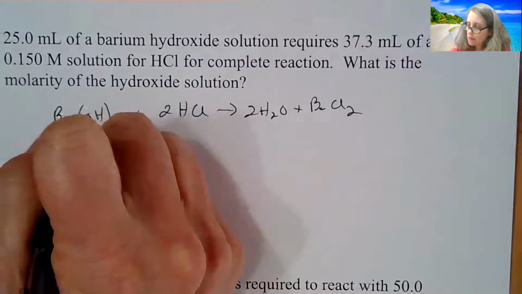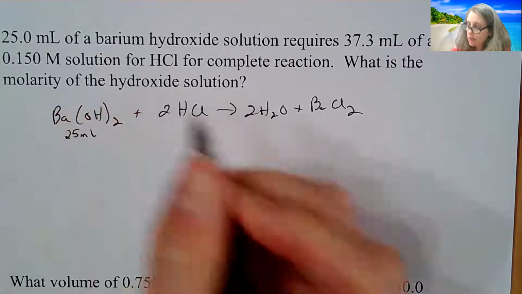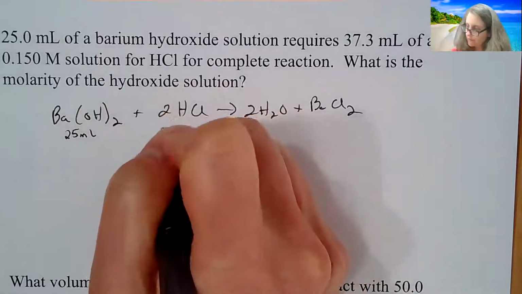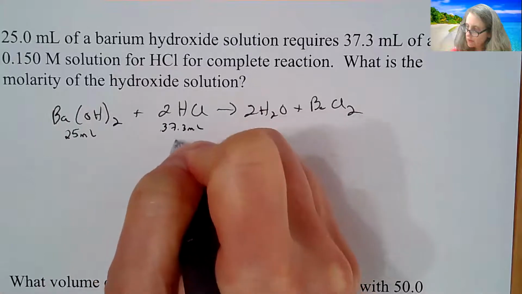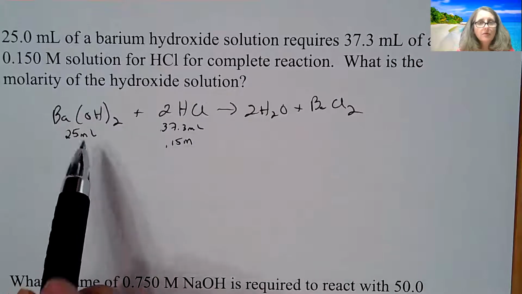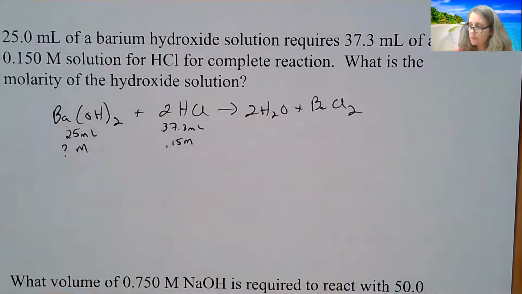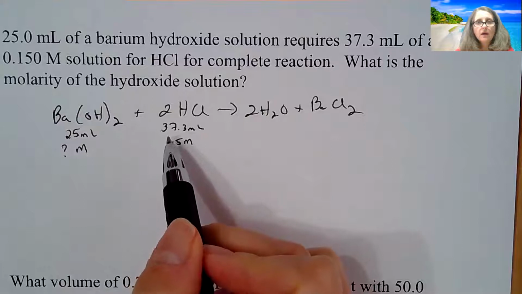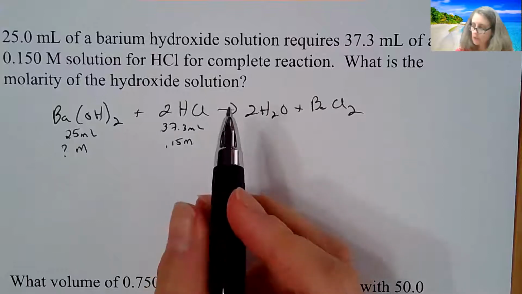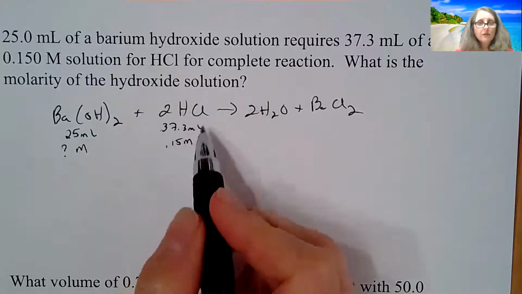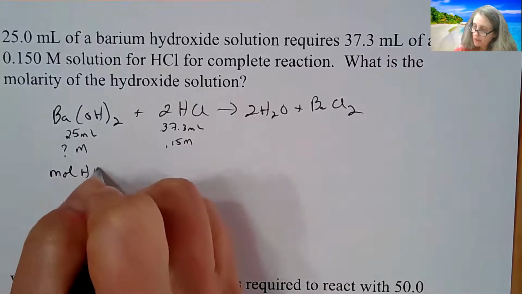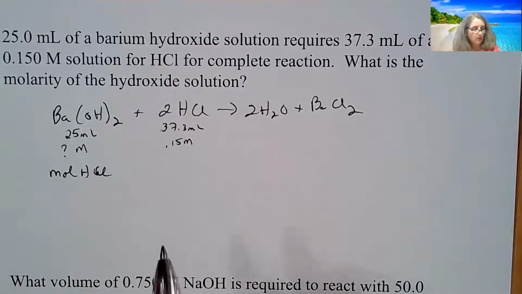Sometimes with these, since this is an acid-base reaction, I write out the balanced chemical equation, by the way. And then I write down the information I have for each substance so I could see what I'm looking at in terms of the problem. So I have 25 mils of the barium hydroxide. I'm trying to find out its molarity. That's what I'm looking for. I was given 37.3 reacted with it at a 0.15 molar solution. So I have enough information from the hydrochloric acid to find the moles of HCl, and then I could use the balanced chemical equation and see what I could get with that.